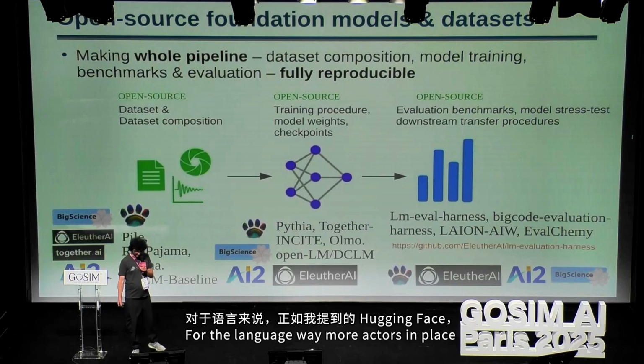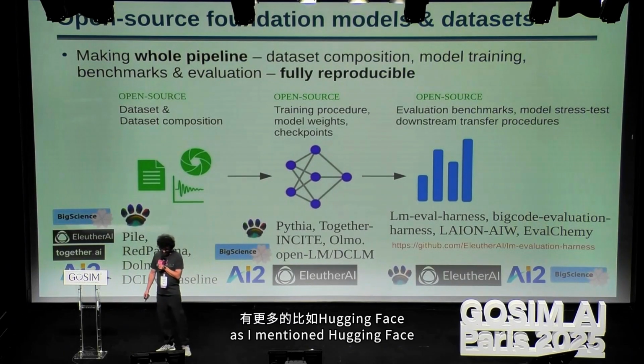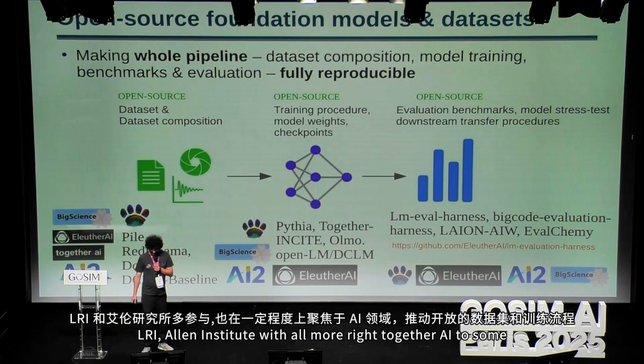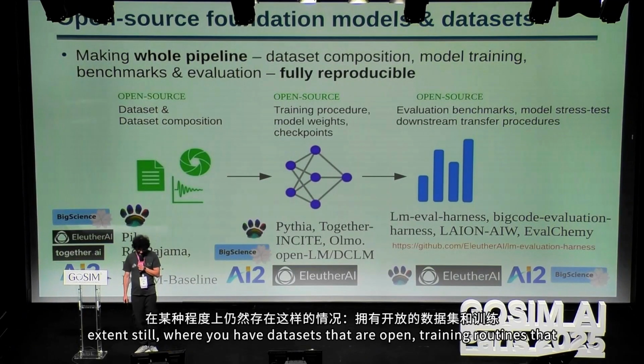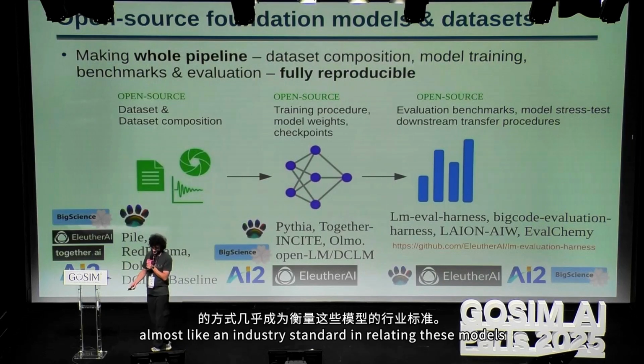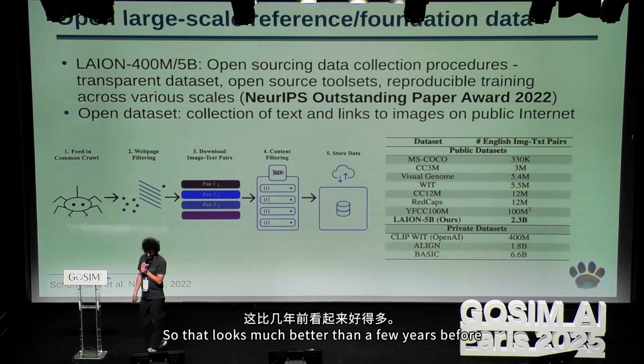For the language, there are way more actors in place. As I mentioned, Hugging Face, LLRI, Allen Institute with OLMo, right? Together AI to some extent still, where you have datasets that are open, training routines that are open, and with the LM Eval Harness, for instance, almost like an industry standard in evaluating these models. So that looks much better than a few years before.